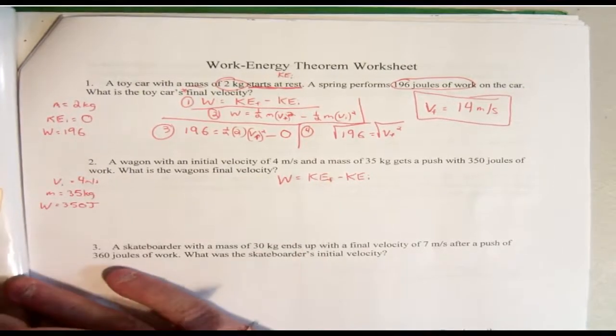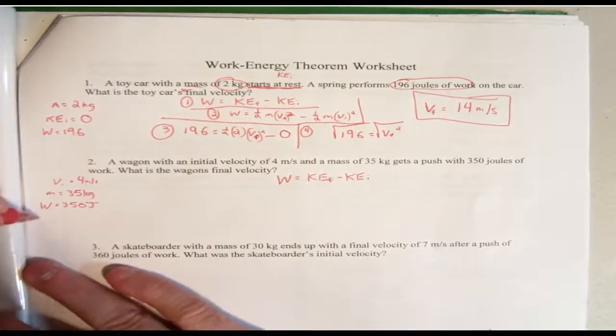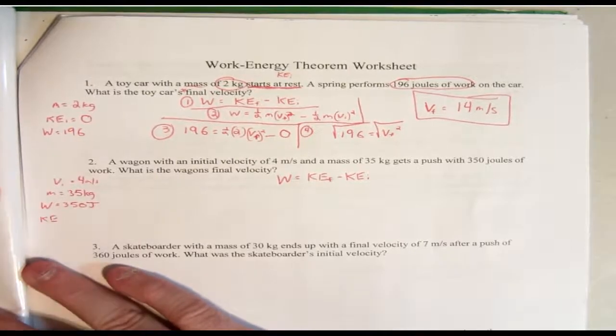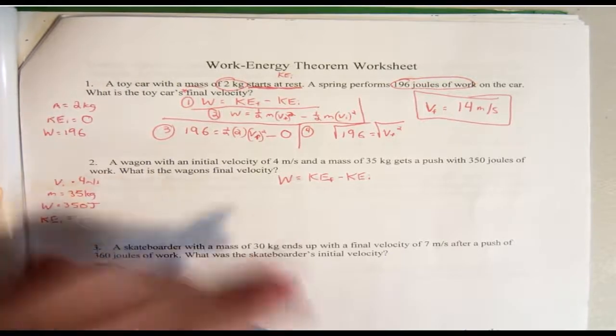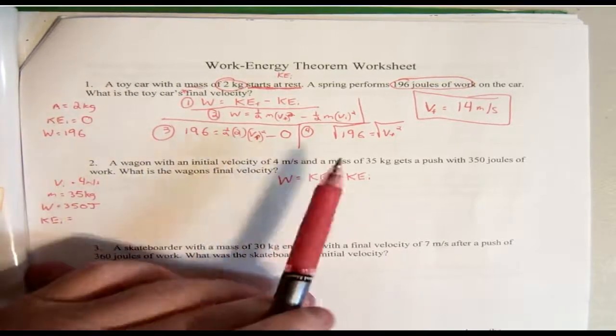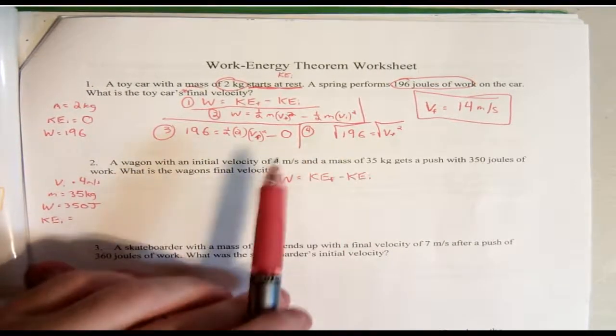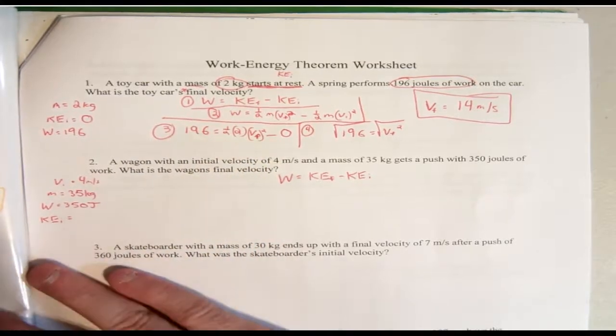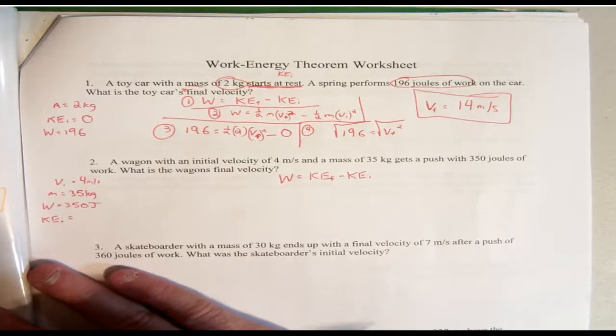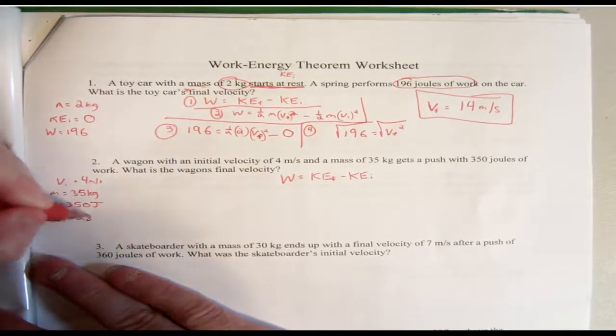So I can just start off the bat and say kinetic energy initial equals 1/2 times mass times velocity squared. So if you do that straight off the bat, you're already done. So 1/2 times 35 times 4 squared, let's see, 280. Hopefully I got that right.